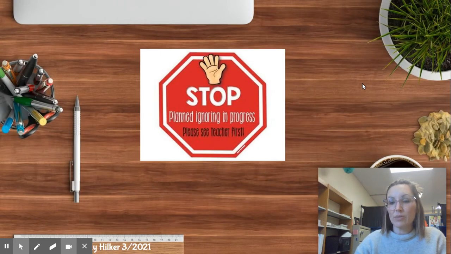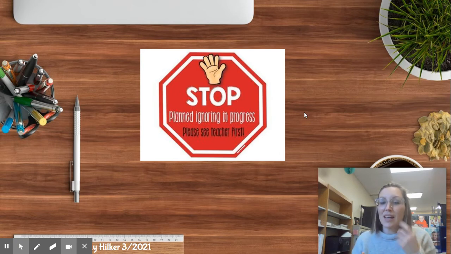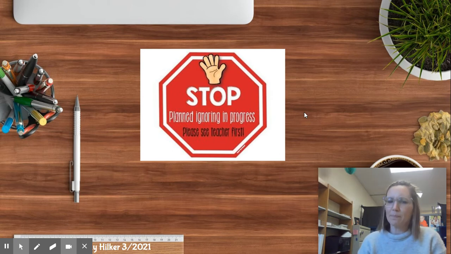Some teachers have found it successful to hang up a sign on their classroom door if they are using planned ignoring. And this might just be a very simple stop sign that whoever's entering your classroom needs to check with you first. Because a lot of times when you walk into a classroom, if you hear swearing, you might turn and look surprised, like, oh, that's not appropriate. You might even give the teacher a look, right? Well, that's providing attention.